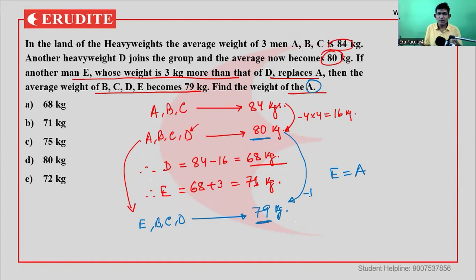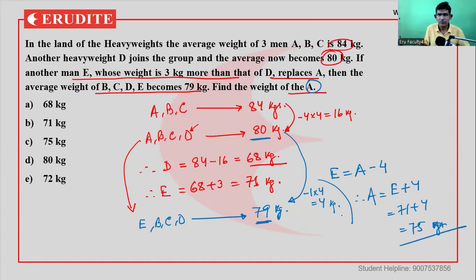Now 4 people's average has decreased by 1 kg. So what's the total decrease in weight? The total decrease is 4 kg. Which means E's weight must be 4 kg less than A's weight. In other words, A must be 4 kg more than E, which means A must be equal to 75 kg. So that's my answer, option C.